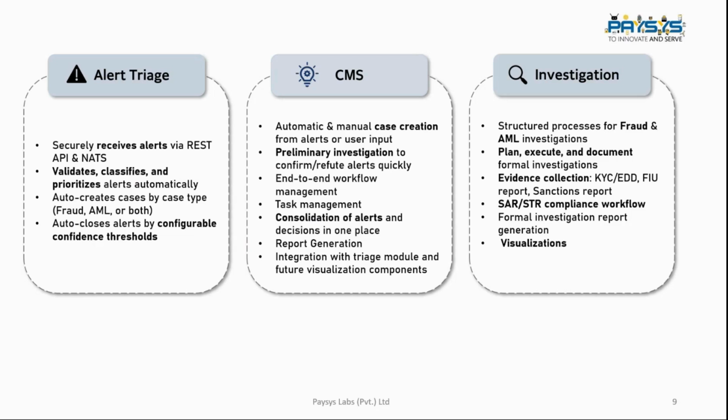Now let's talk about the case management system and its modules. We have in total two modules for the case management system: the alert triage and the investigation. Alert triage is the module where the alerts are generated and validated automatically. The case creation and the case closure happen automatically. We can also create the case manually. So for example, if the alert is not marked and the supervisor or the investigator is told to investigate the case, he or she can create the case manually.